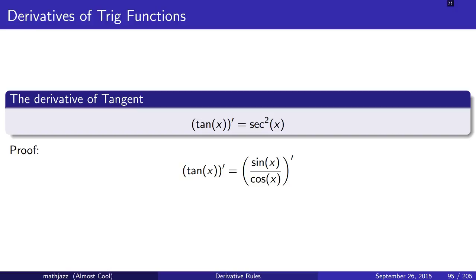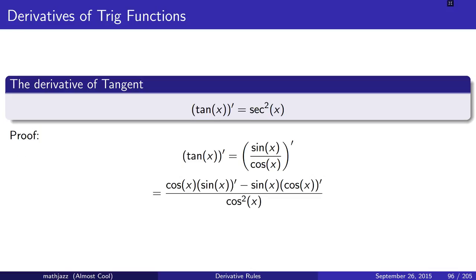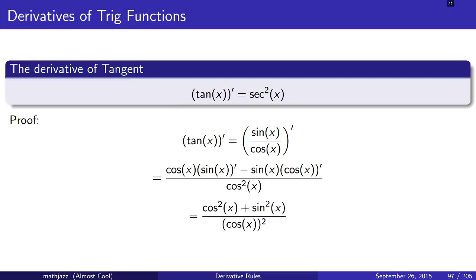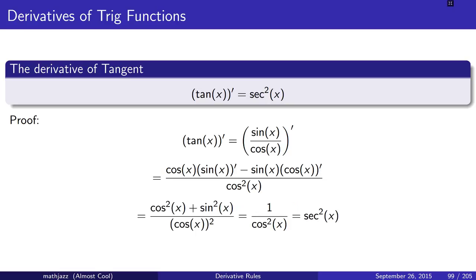So, the derivative of tangent of x is equal to the derivative of sine of x over cosine of x. And using the quotient rule, we get that this is equal to cosine of x times the derivative of sine of x minus sine of x times the derivative of cosine of x over the square of cosine of x. And the derivative of sine is cosine, the derivative of cosine is negative sine. That gives us cosine squared x plus sine squared x over the square of cosine of x. But cosine squared x plus sine squared x is 1, so this gives us 1 over cosine squared of x, which is secant squared of x.